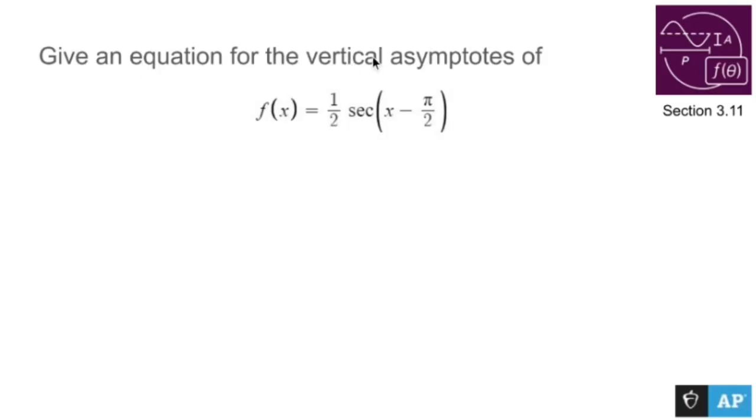Give an equation for the vertical asymptotes of 1 over secant of (x minus pi over 2). Vertical asymptotes exist when the denominator of a function is equal to 0.